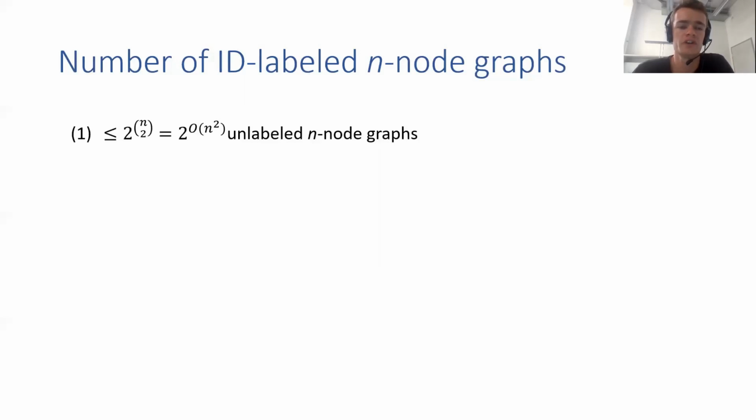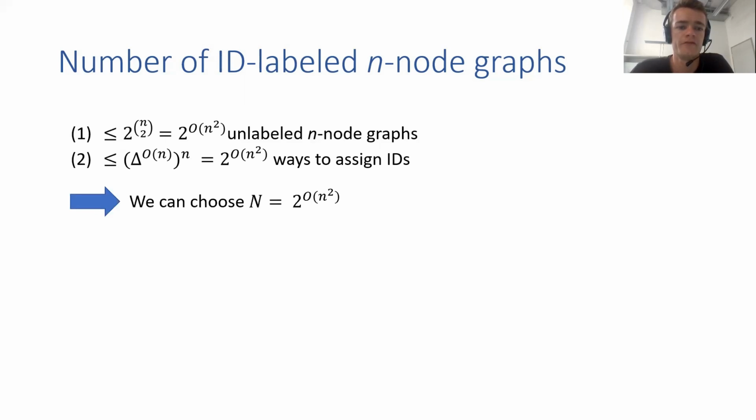And now we also need to assign each node an ID. And we said we want IDs from an exponential range, so from a range from 1 up to delta to the order of N. For each node, there are delta to the order N choices, and in total there are N nodes. Hence, there are 2 to the order N squared ways to assign IDs. Therefore, we can choose big N as 2 to the order N squared. And then the resulting probe complexity is little o of square root log of big N, and this is just equal to little o of N, as we wanted.